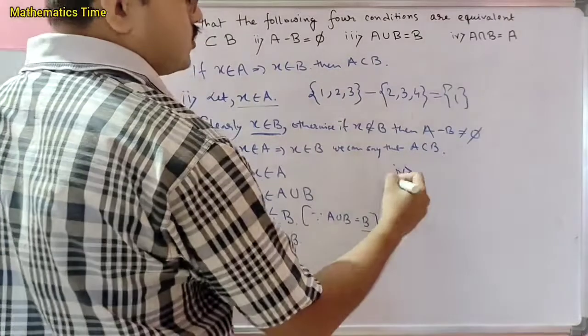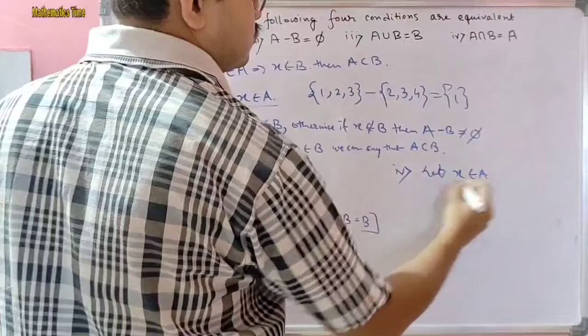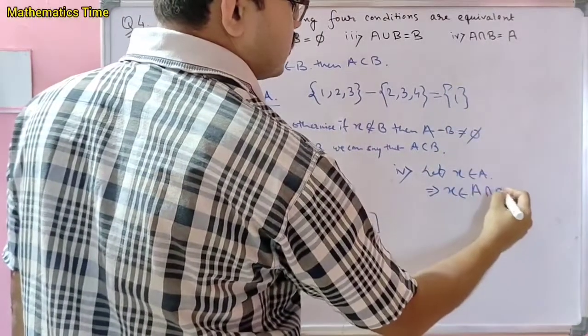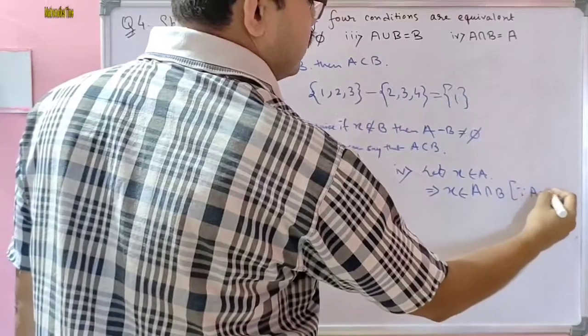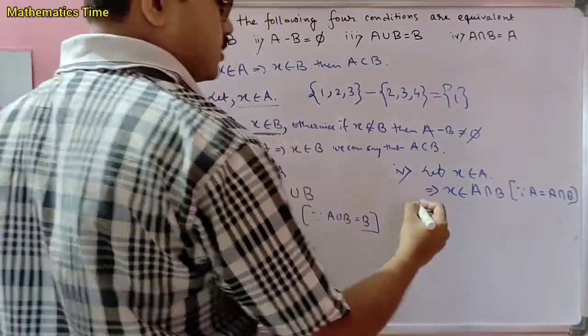Number 4, it's also easy. Let x belong to A. Now this implies x belongs to what? A means A intersection B, given in the statement, since A equals A intersection B. What is the definition of intersection?